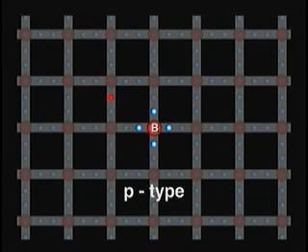With an extra electron near the boron, the region has a net negative charge. Because of this, the boron is called an electron acceptor. We will color the boron atom blue to denote its net negative charge.